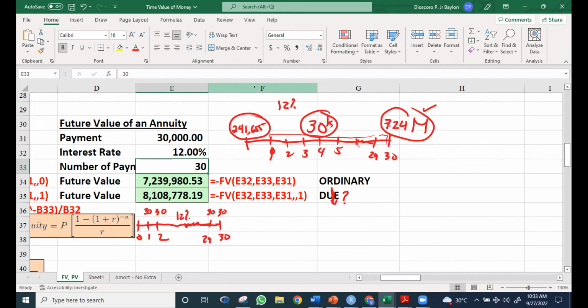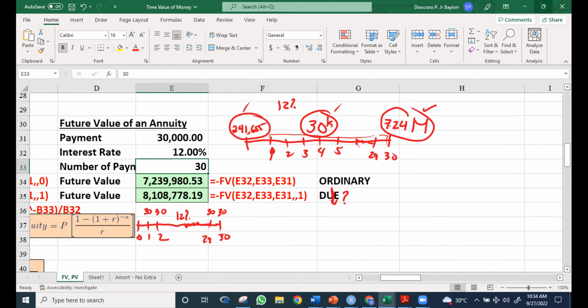The 241,655 is now. The 30K is an annuity of 30,000 for the next 30 years. And this 7.24M is one single cash flow at the end of the 30 years. But they're all equivalent. So how did we get 241,655? We used the 30K, right? How did we get 7.24M? We used the 30K, right? So actually we can use 241,655 to get 7.24M.